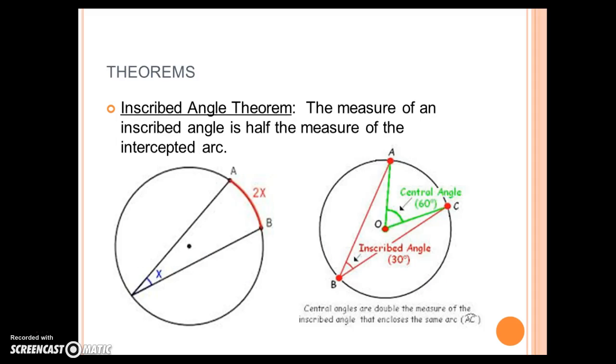We have an inscribed angle theorem which says the measure of an inscribed angle is half the measure of the intercepted arc. So here we have 2x for the arc. That means the inscribed angle is x, half of it. So think about if this is 70, this is going to be 35. Now we know that a central angle is the same measure as its arc. So that means the central angle is 60, the arc is 60, which makes the inscribed angle 30. So we also know that an inscribed angle is half of the central angle.